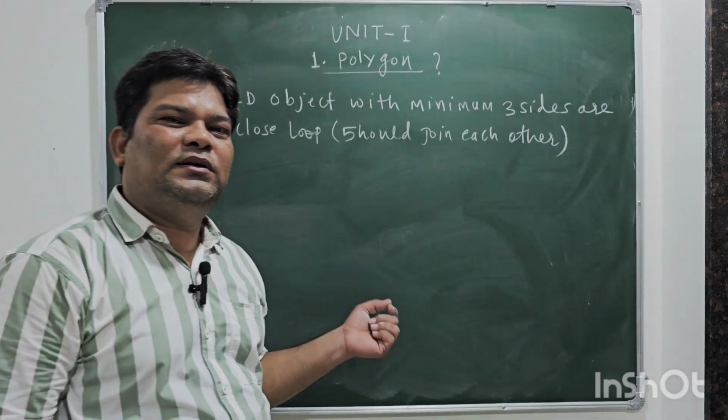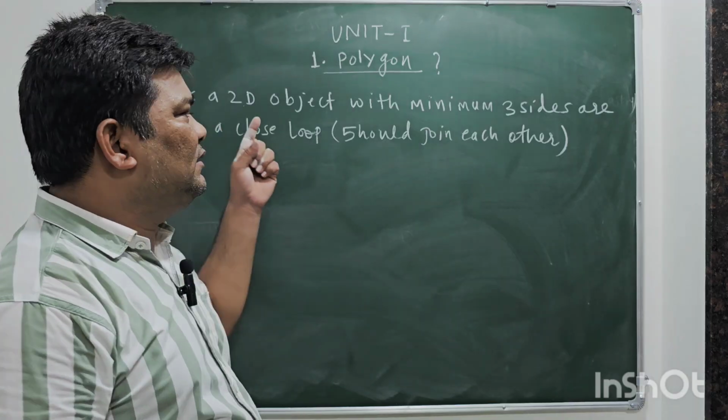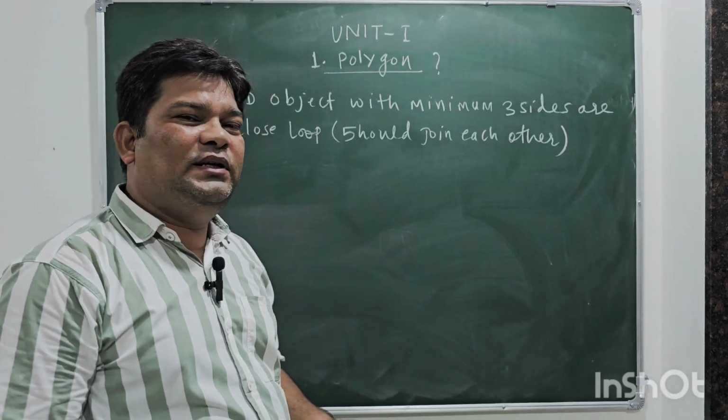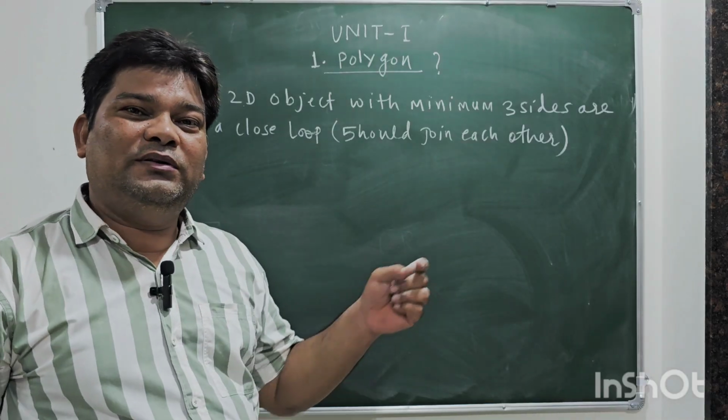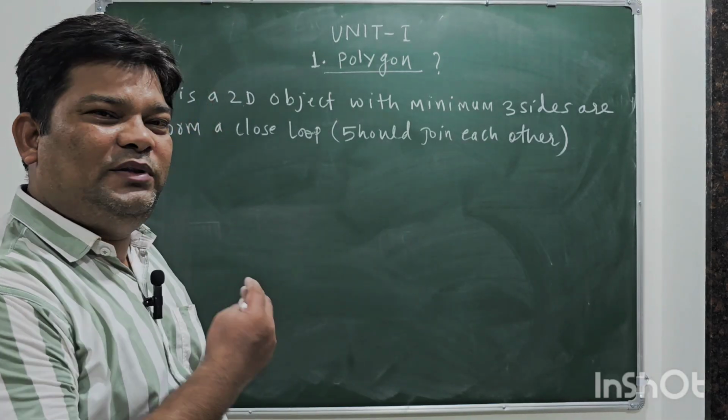Okay. So this is the definition of the polygon. It is a 2D object with minimum 3 sides and forms a closed loop, or they join together. Okay. This is the definition of the polygon.